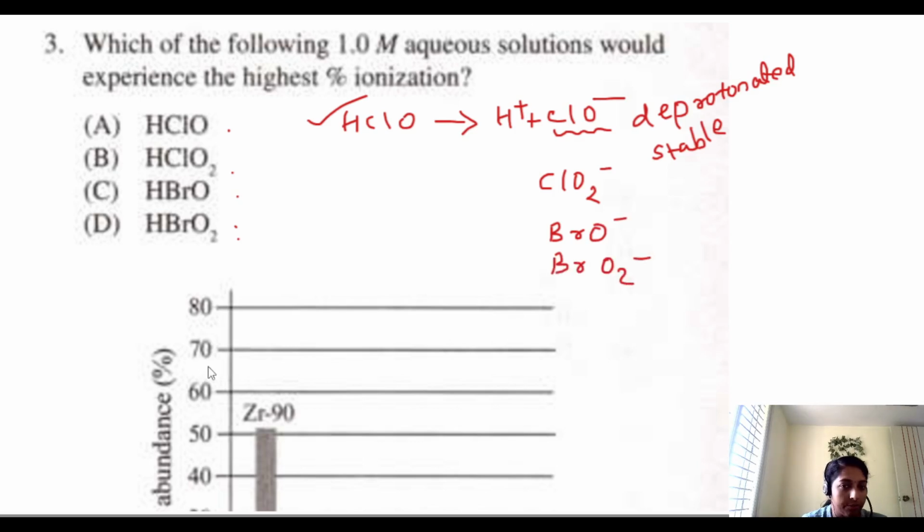So how do you tell that? You can think about the electronegativity. A deprotonated form is stable when the charge is spread out; wherever there is charge concentration, it will be destabilized, unstable. For example, in ClO minus there is a negative charge concentration, but Cl is electronegative, so it drags electron density toward itself.